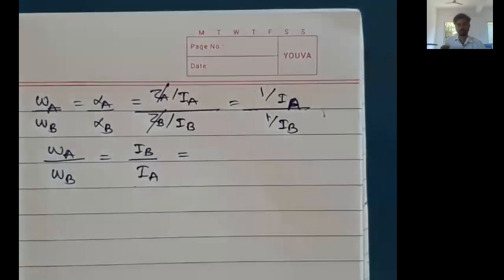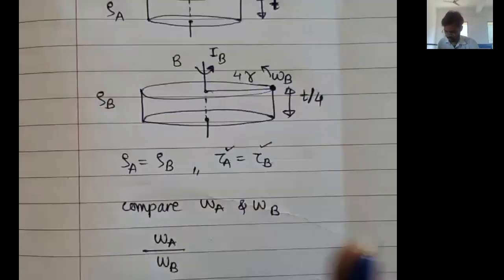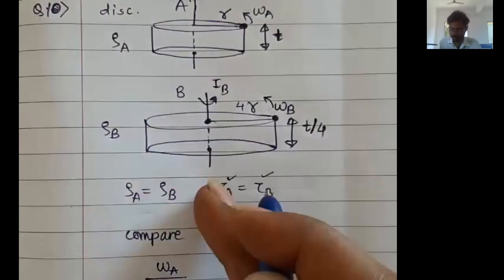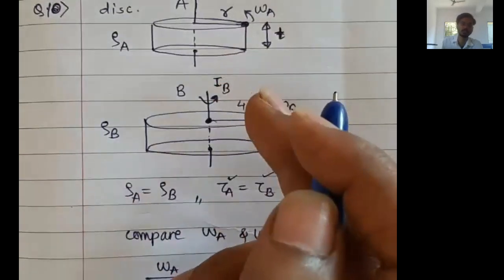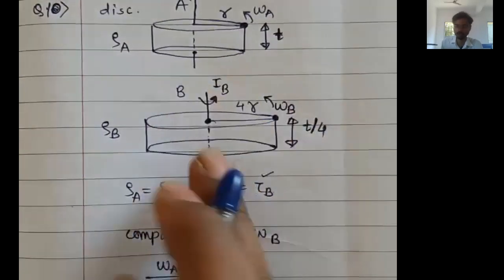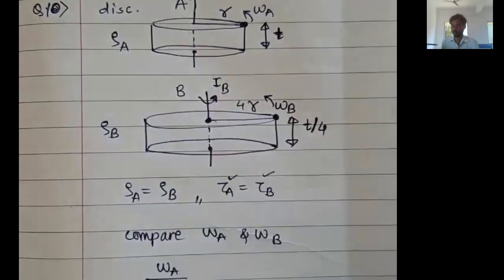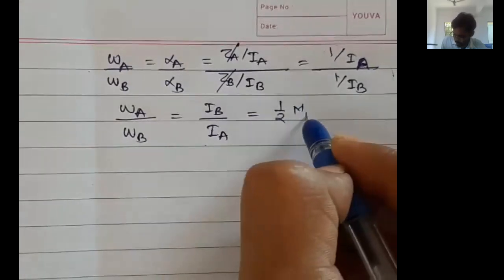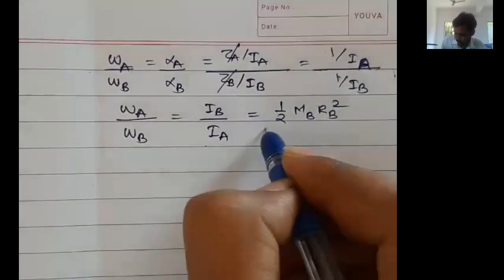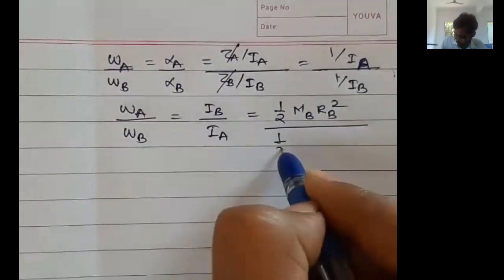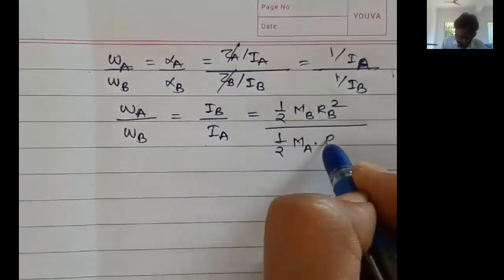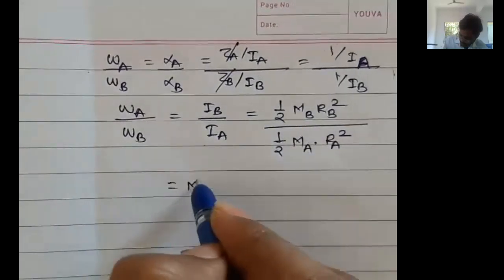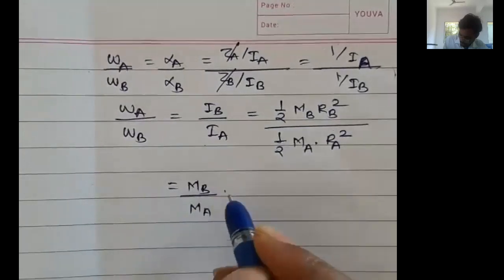What is the moment of inertia of the second disk? It is a disk. Moment of inertia of a disk about an axis passing through the center and perpendicular to the circular plane of the disk is 1/2 mr square. So 1/2 mass of the second disk into radius of the second disk square, divided by, for the first disk, the same formula, 1/2 ma ra square. The 1/2 gets cancelled. So now we have mb upon ma into rb upon ra whole square.